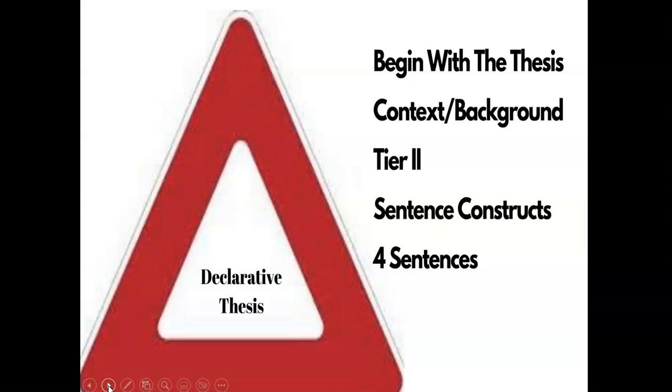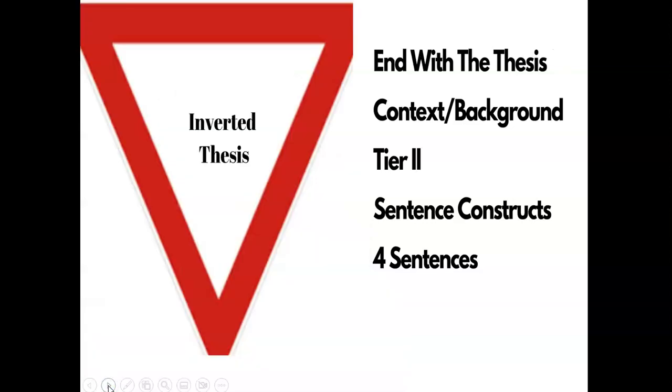So there are 12. And then the big kicker is all introductory paragraphs are going to be 4 sentences long, no more, no less. So all the magic that's delineated here is going to happen in the space of 4 sentences. There's a whole other way that you can do this, and it's just flipping it on its head. It's called the inverted thesis. In this case, you end with the thesis. You end with your point. So students might begin with a hook, an analogy, context, background, sprinkle in the tier 2 level vocabulary, focus on those sentence constructs, and it's going to be exactly 4 sentences long.